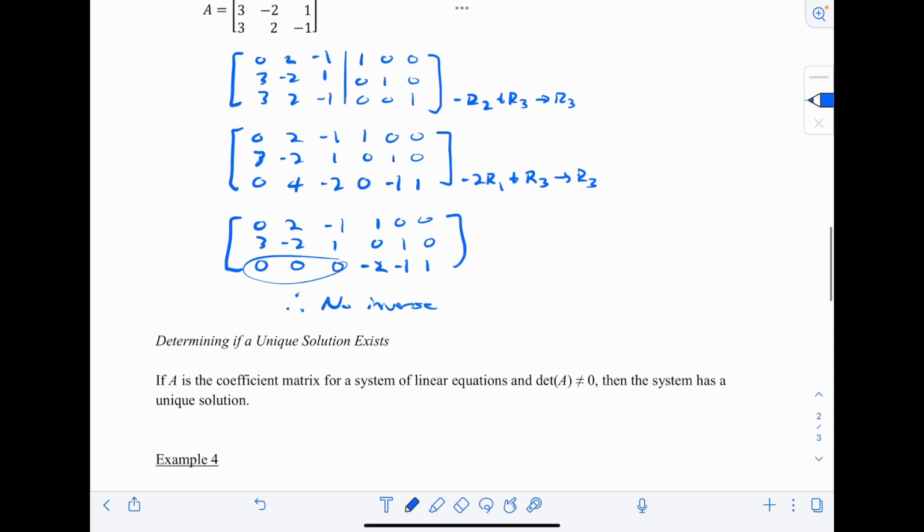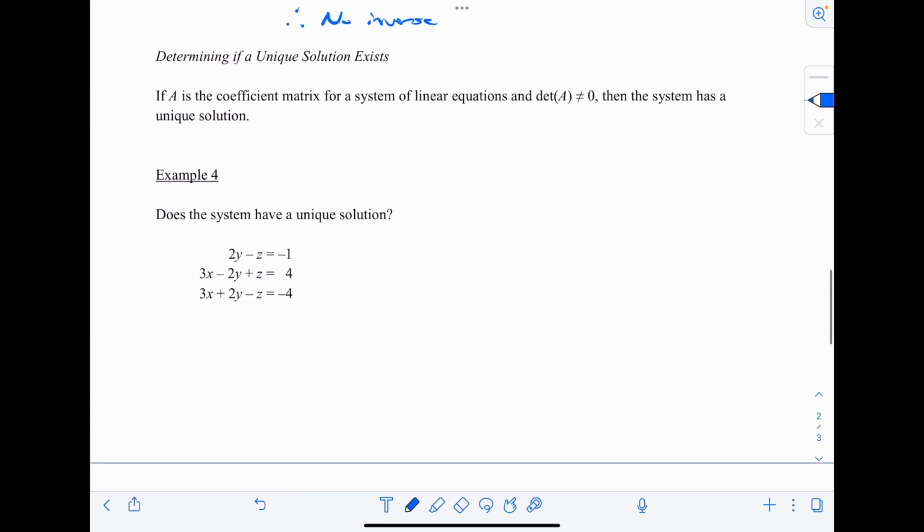All right. Next one. Determining if a unique solution exists. So this says if A is the coefficient matrix for a system of linear equations, and the determinant of that coefficient matrix is not 0, then the system has a unique solution. So in other words, thinking about the different outcomes of solving a system of equations, either an infinite number of solutions, no solution, or one unique solution that makes them true. As long as that determinant is not 0, you'll have that last case where you have one single solution. If it is 0, then it's going to be one of the other two cases. It doesn't tell us which one, but we know it's either infinite or none.